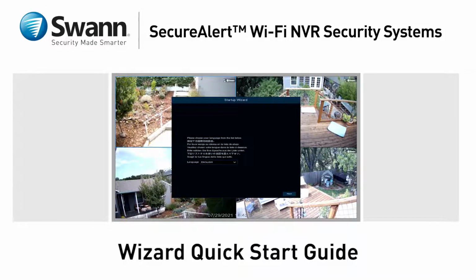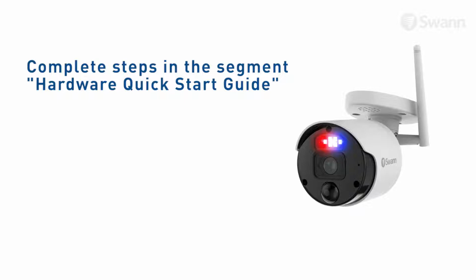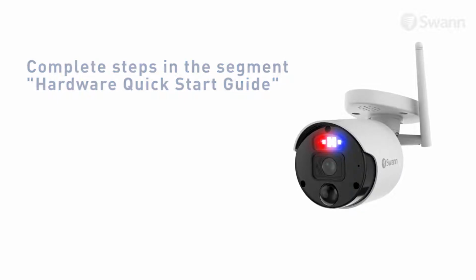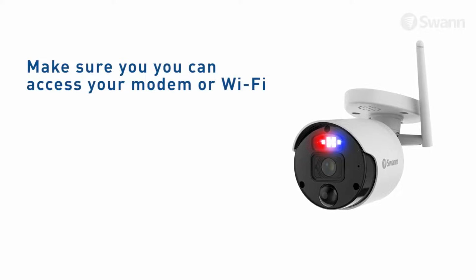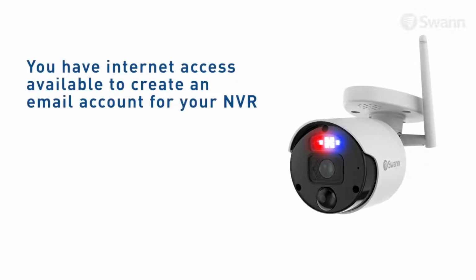This video will walk you through the Startup Wizard Quick Start Guide. Before you begin, ensure that you've completed the steps outlined in the previous segment, Hardware Quick Start Guide. You can access your modem or Wi-Fi. Your NVR is connected to a display, and both are powered on and visible. You have internet access available to create an email for your NVR.